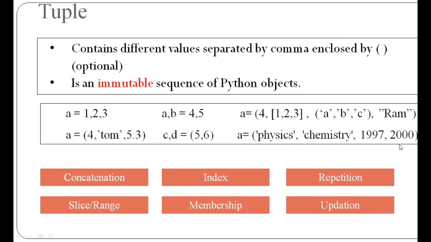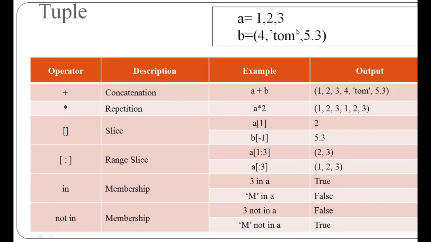So these are some of the operations. As we have seen, you have concatenation, slice, membership, index, repetition, updation in tuple also. So here you can see that A is a tuple with the three elements and B has three elements: 4, then a string, and then a float value. I can just concatenate.